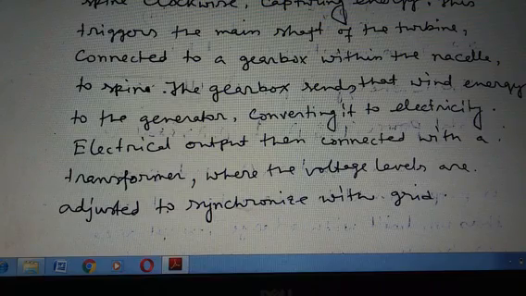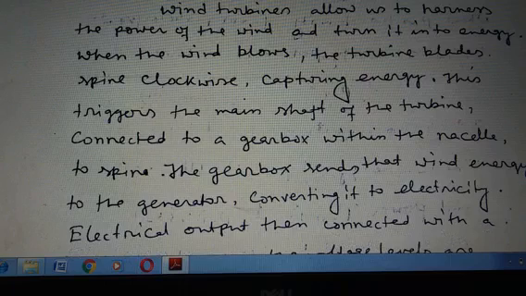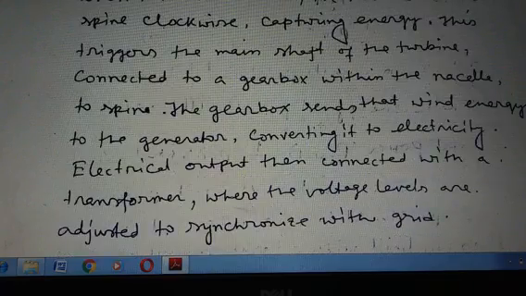So the main objective of wind generation is that, at first, the wind turbine is coupled with the alternator and the whole system is installed over a certain height on a tower. When the wind blows, the turbine rotates, and the kinetic energy of the wind is converted into mechanical energy inside the turbine, and the turbine is coupled with the alternator or generator.